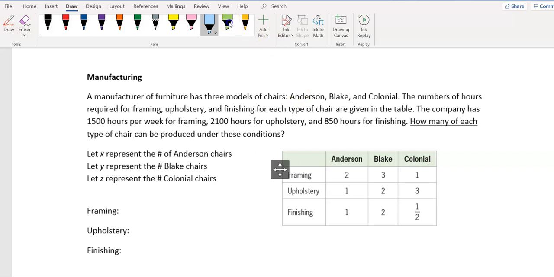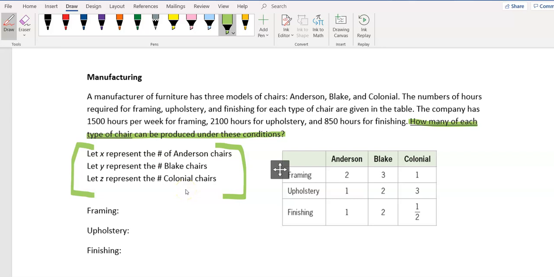So the first thing you need to do when you're doing a word problem is really reinforce what your x, your y, and your z are going to equal in this given situation. And you do that by trying to figure out what your question is asking. So this question is asking how many of each type of chair can be produced. So x is going to represent the number of Anderson chairs, y is going to represent the number of Blake chairs, and z can represent the number of Colonial chairs.